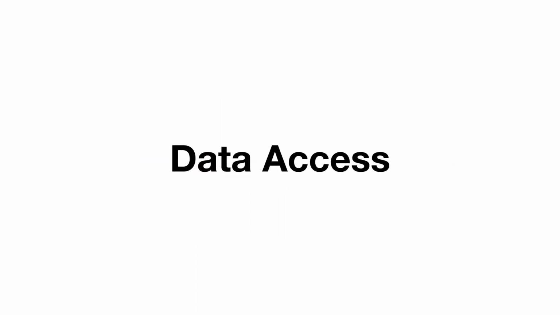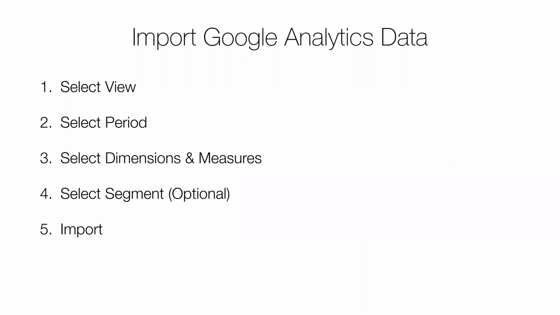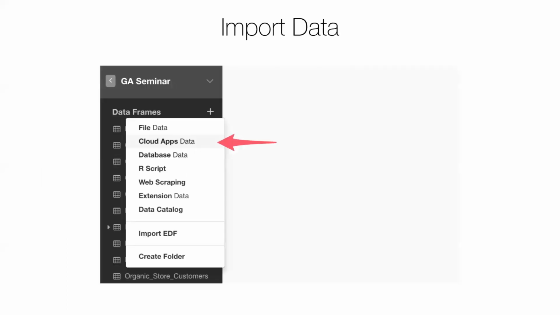So how do you access the Google Analytics data? If you are an Exploratory user, or you're considering using Exploratory, then it's pretty simple. You select a view, you select a period, you select dimensions and measures. Sorry, this is actually metrics. And then if you use a segment in Google Analytics, you set the segment, then you import the data. So these are the basic steps.